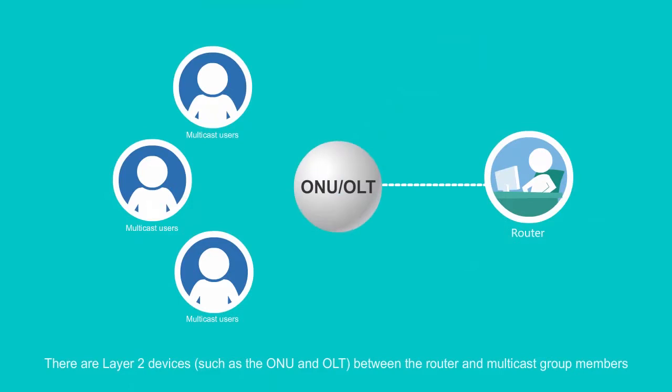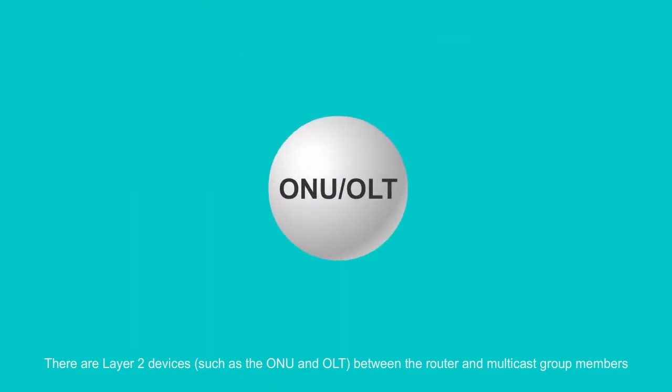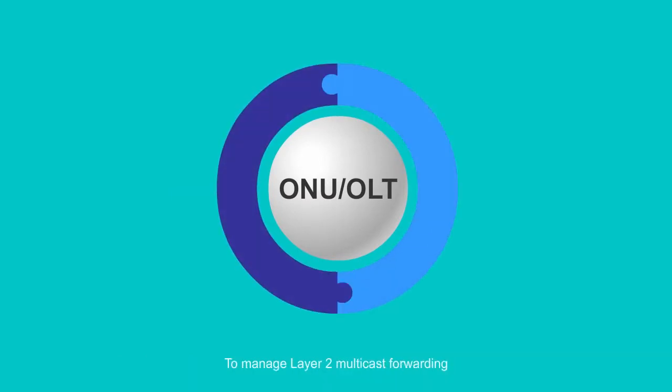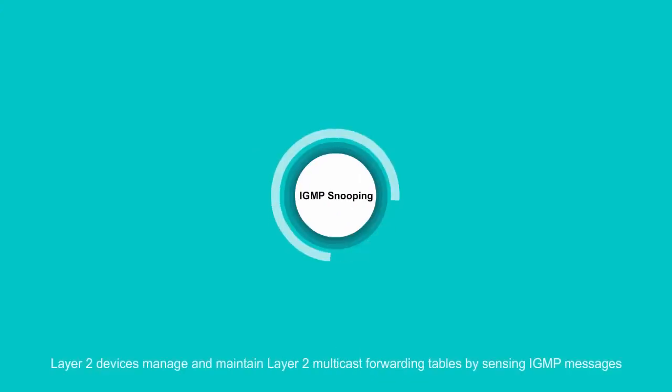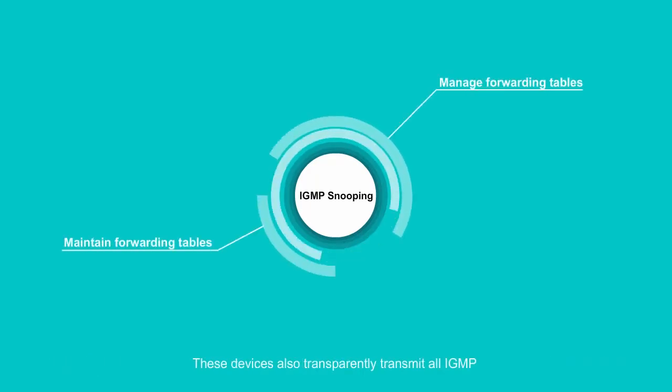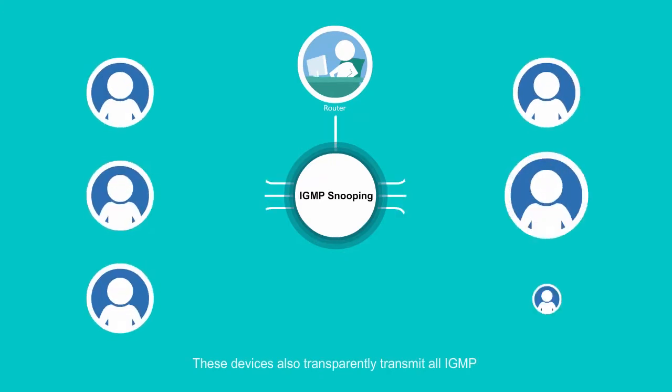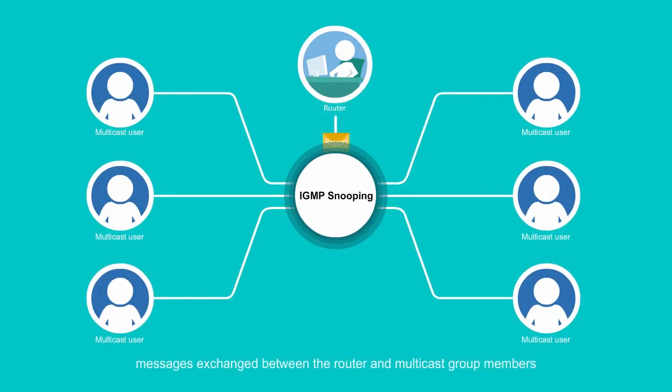There are Layer 2 devices such as the ONU and OLT between the router and the multicast group members. To manage Layer 2 multicast forwarding, the IGMP snooping and IGMP proxy functions are developed. For IGMP snooping, Layer 2 devices manage and maintain Layer 2 multicast forwarding tables by sensing IGMP messages. These devices also transparently transmit all IGMP messages exchanged between the router and the multicast group members.